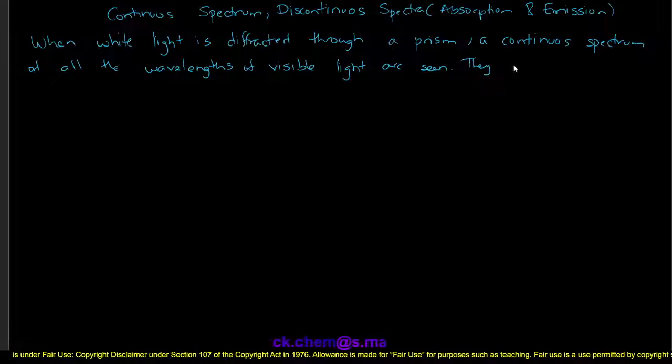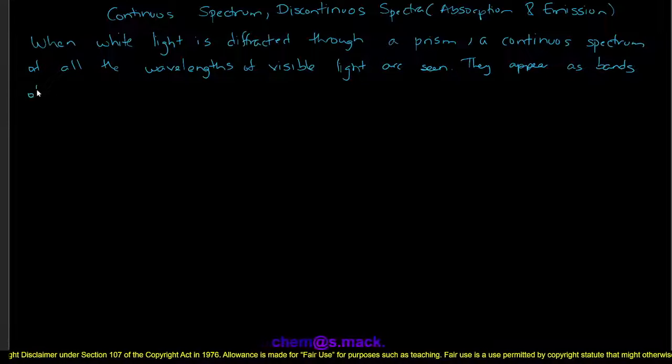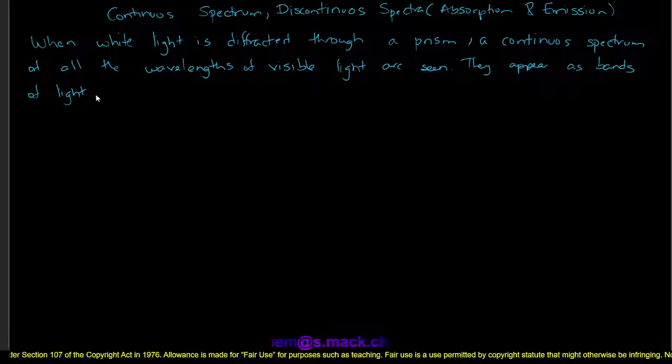They appear as bands of light. So if you look at your continuous spectrum, the colors overlap, and this is what we call bands of light, versus lines or spectral lines. I'll explain what that means when I talk about the discontinuous spectrum.